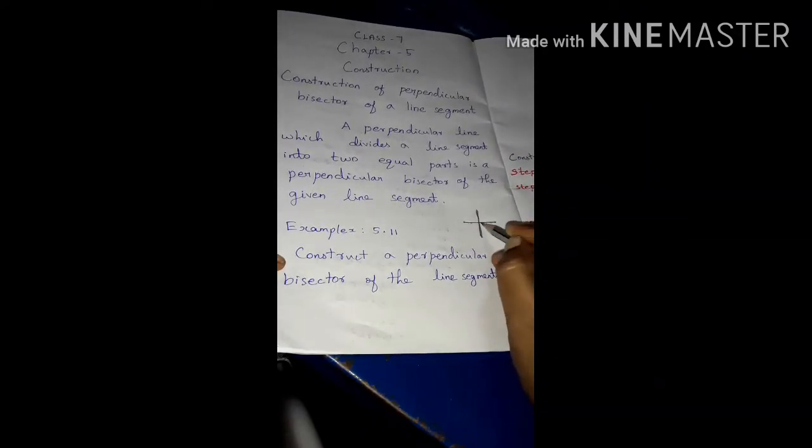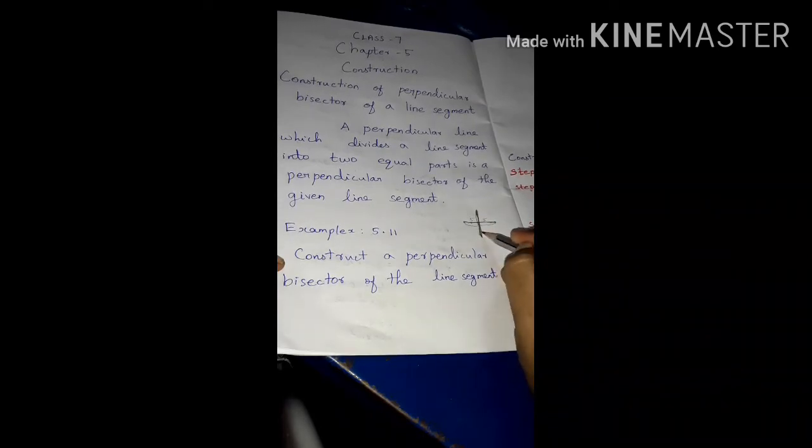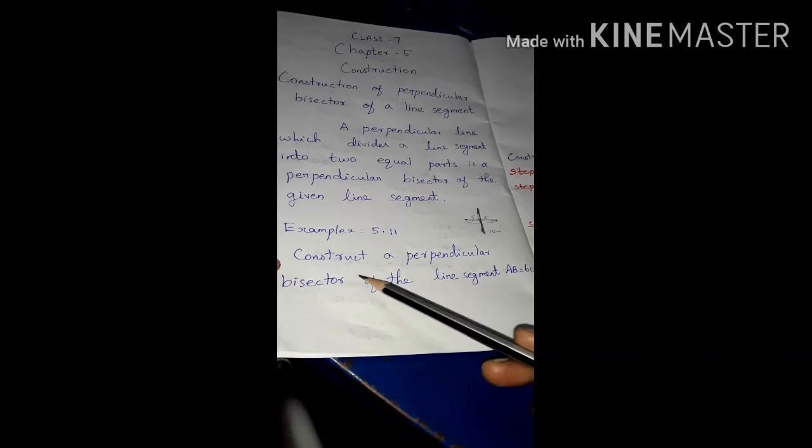If it is 10 centimeters, it divides into 5 centimeters and 5 centimeters. This line is called the perpendicular bisector. Now we are going to construct the perpendicular bisector. So now I will tell how to construct the perpendicular bisector. So we will go for the example.